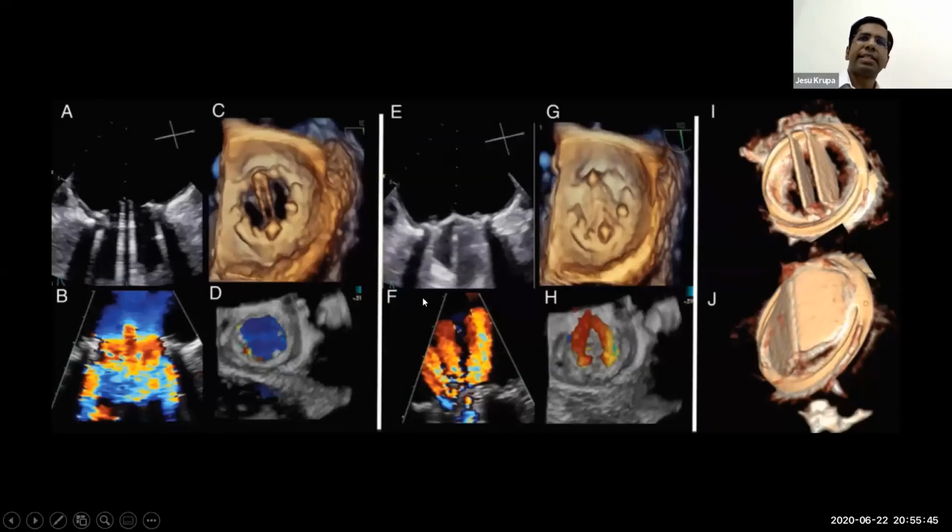So these jets generally are eccentric. They come from one side of the annulus, and they don't look anything like the normal jets that we see, which come from within the valve. These don't travel very far. They are generally narrow and short as compared to the paravalvular leak that we just talked about.